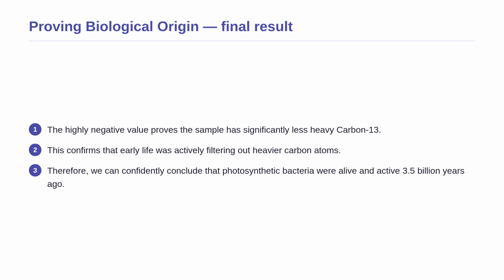Continuing from that deduction, we can finalize our proof of ancient life. Because the value is so highly negative, it proves that the sample has significantly less heavy carbon-13 than the standard baseline. This confirms that early life was actively filtering out heavier carbon atoms, preferring the lighter ones to build their cells. Therefore, we can confidently conclude that photosynthetic bacteria were alive and active 3.5 billion years ago. This gives us a concrete window into the survival strategies of Earth's earliest inhabitants.